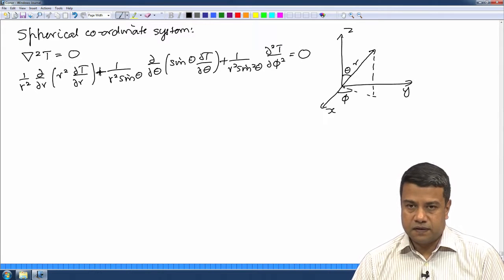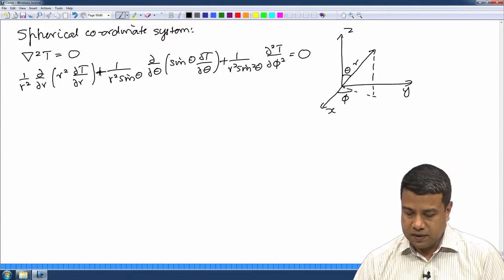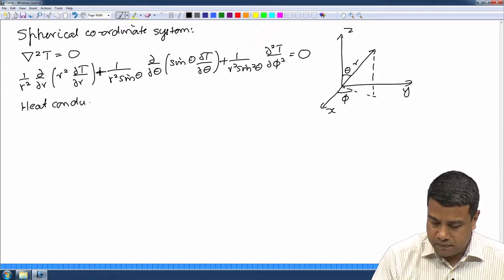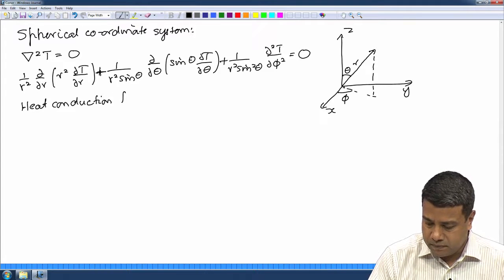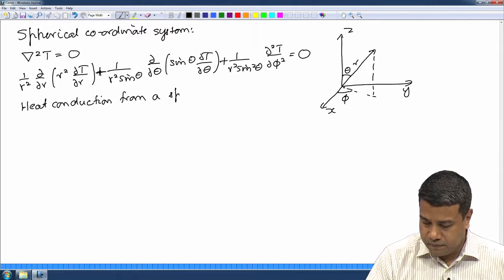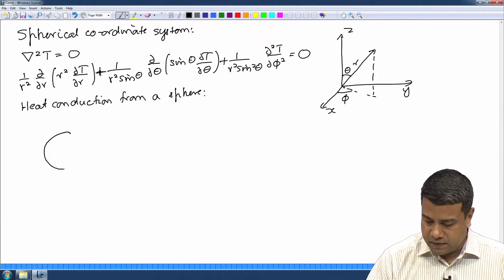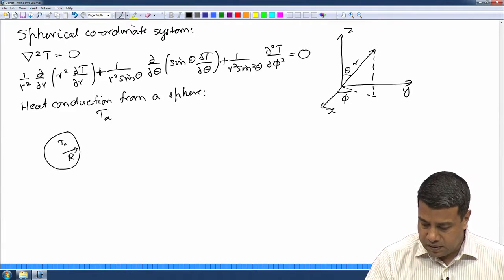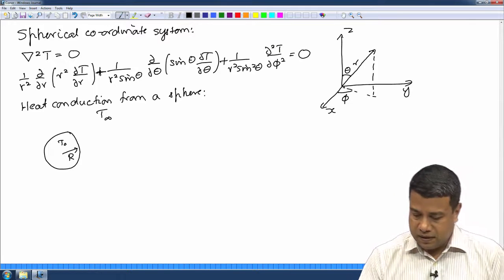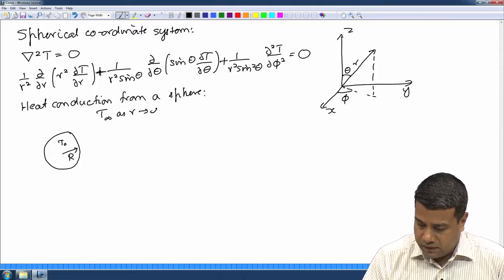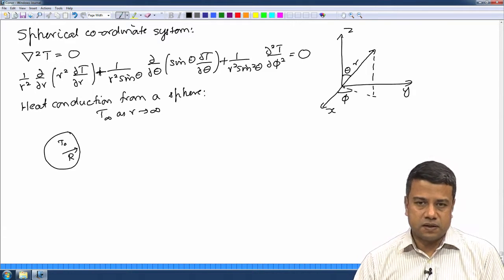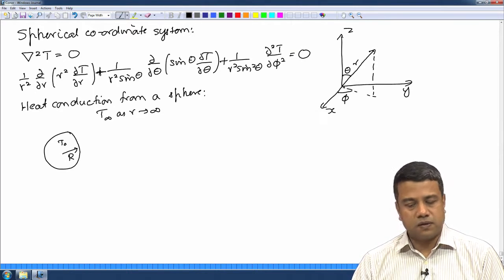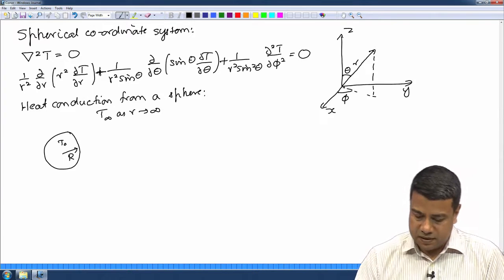We had already solved a simple problem in a spherical coordinate system, that is for heat conduction from a sphere. So we had a sphere which was at temperature T naught of radius r in a medium which was at T infinity as r went to infinity. Very far from the sphere, the temperature was T infinity. At the surface, the sphere temperature was T naught, and we had wanted to find out what is the temperature profile outside of this sphere.